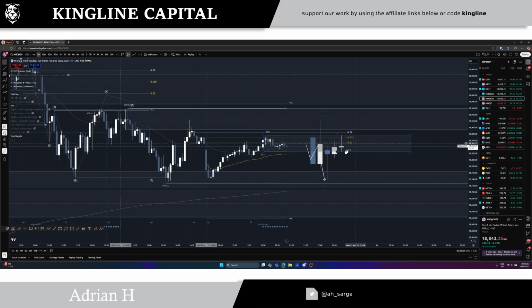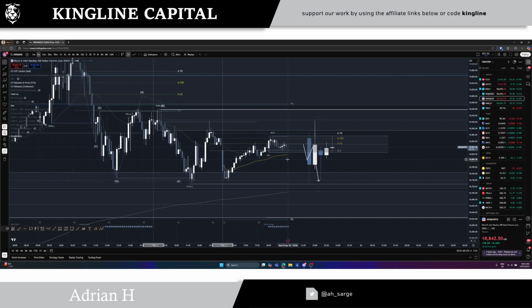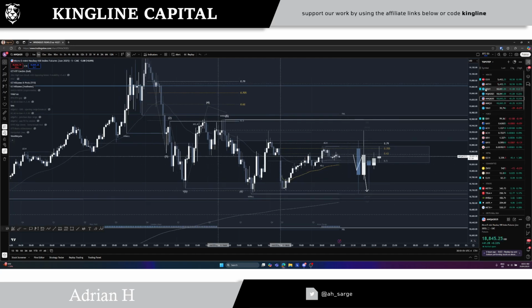It's going to be an interesting close for the 1 hour. See if we close below that previous one, it'd be a swing failure. While waiting for that, we'll jump back to that 1 hour chart.